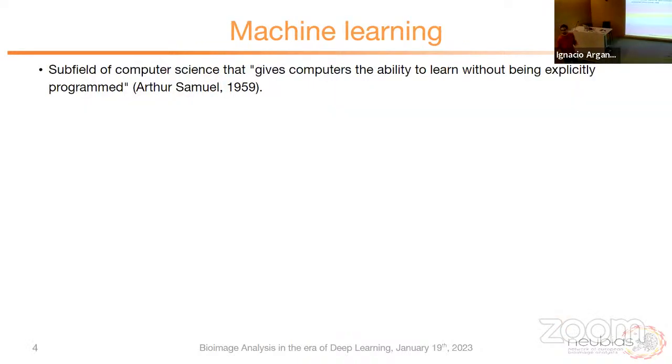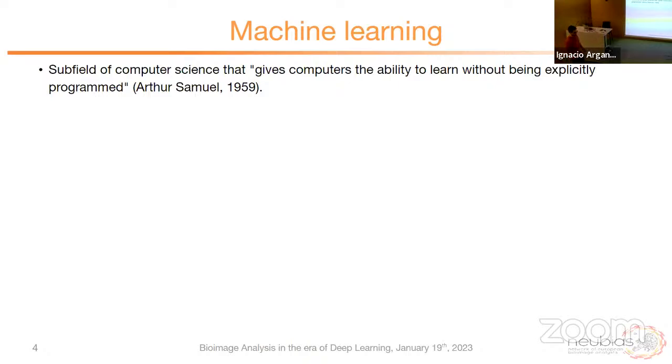But don't get me wrong, machine learning is nothing new. It was already defined by Arthur Samuel at the end of the 50s as the subfield of computer science that gives computers the ability to learn without being explicitly programmed to do so. So what does it mean, this grand definition?